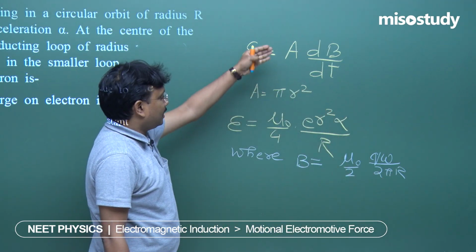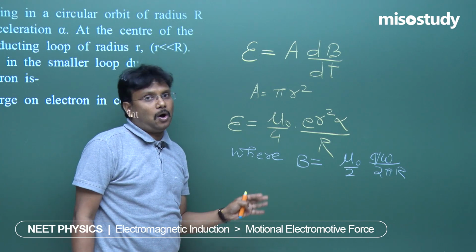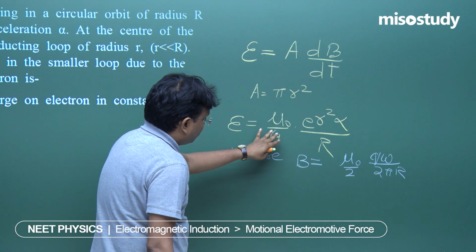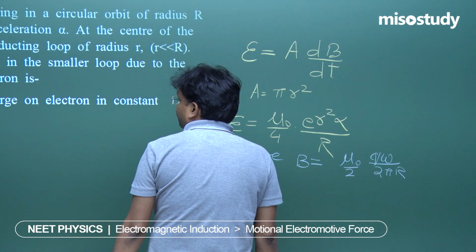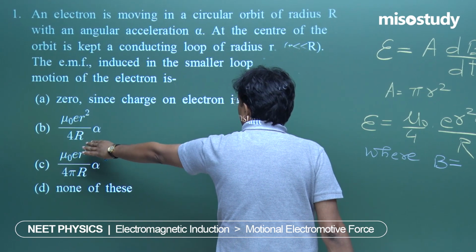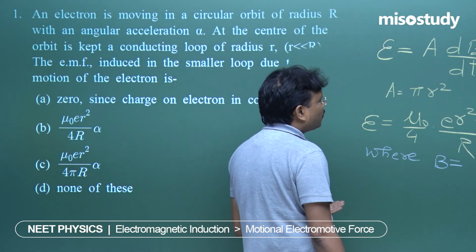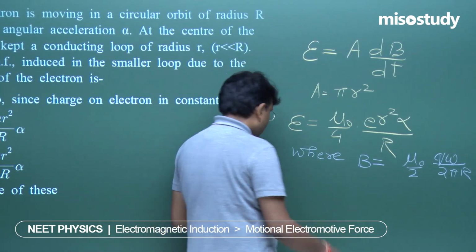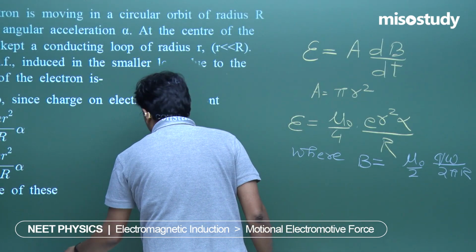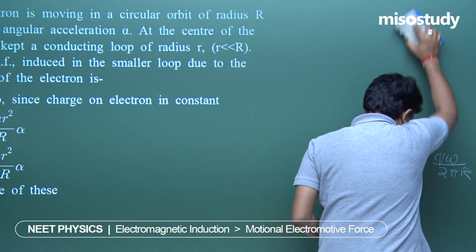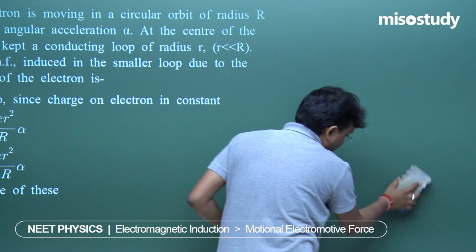I hope now the entire explanation is clear to all of you. So, on the basis of this expression, the correct option is mu naught e r square upon 4 r into alpha. So, this question is a basic simple question. Fine. Now, I have to move ahead. So, let us clean this board so that we can get ready for the next problem for the discussion.